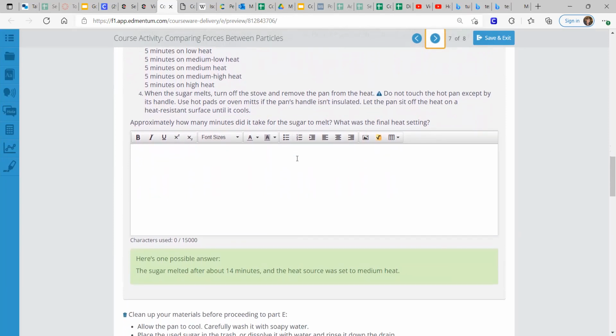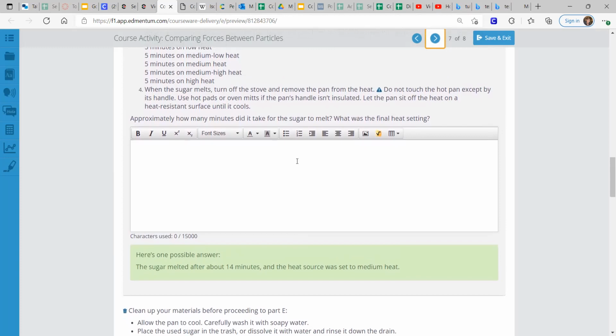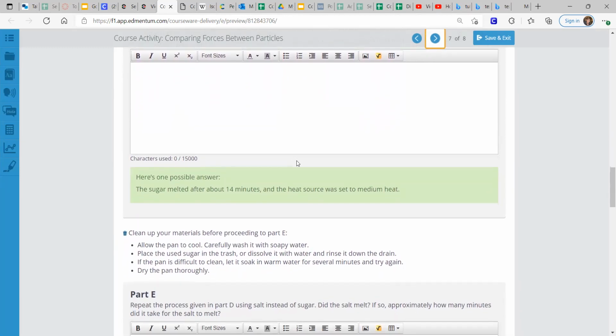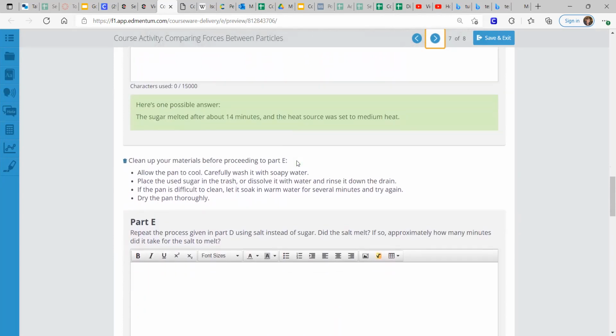When the sugar melts, turn off the stove, remove the pan from the heat. Don't touch the hot pan except by its handle. Use hot pads or oven mitts if the pan's handle isn't insulated. Let the pan sit off the heat on a heat-resistant surface until it cools. How many minutes did it take for the sugar to melt? It says in the example about 14 minutes, and the heat source was set to medium heat.